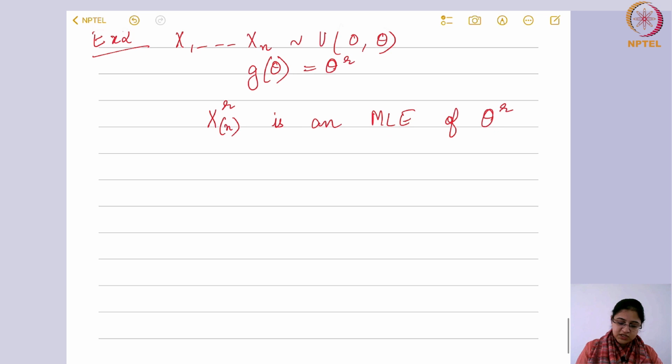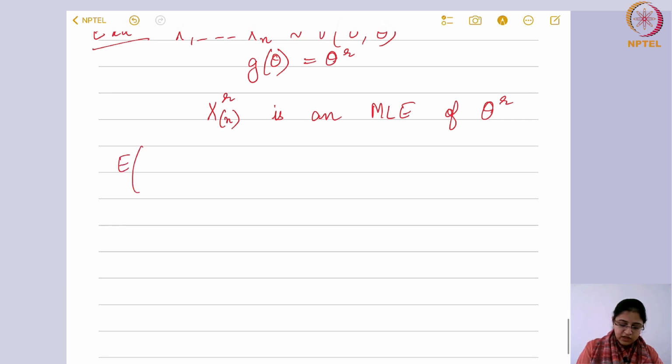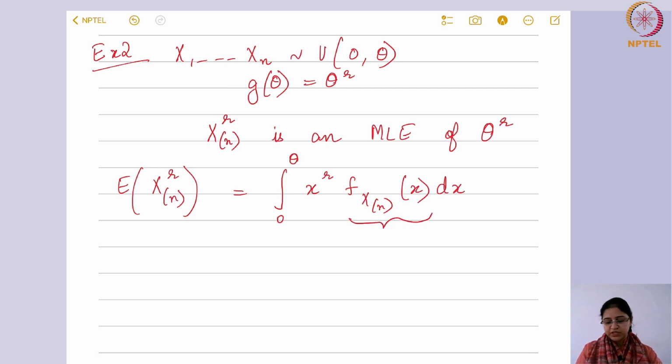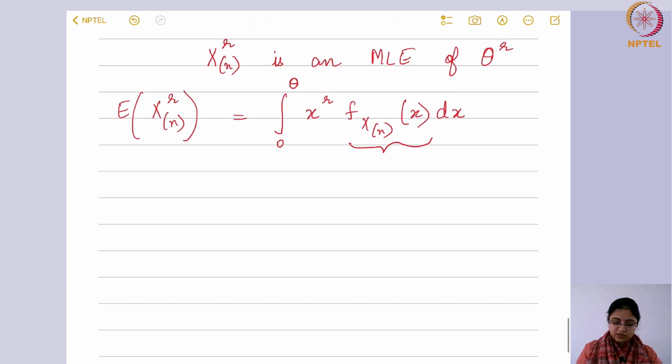So if I take the expectation of X ordered n raised to the power r, it would be the integral from 0 to theta, because the uniform distribution is defined from 0 to theta, of x raised to the power r times the PDF of X ordered n. Now we need to find this PDF, the PDF of the largest order statistic.